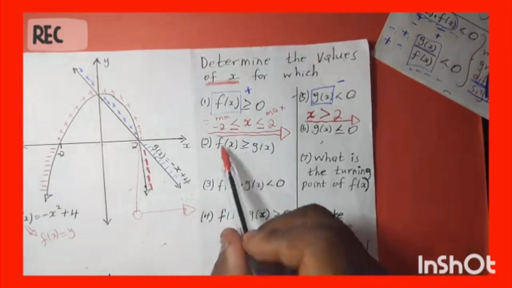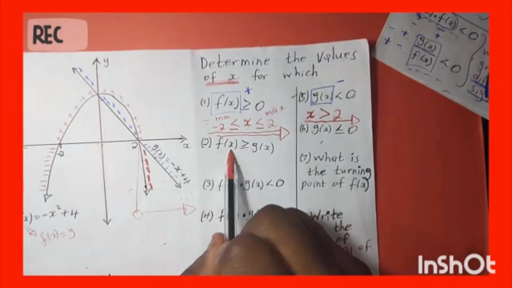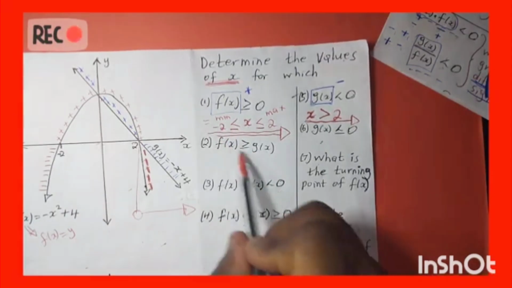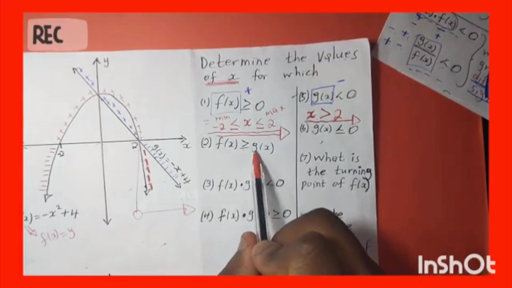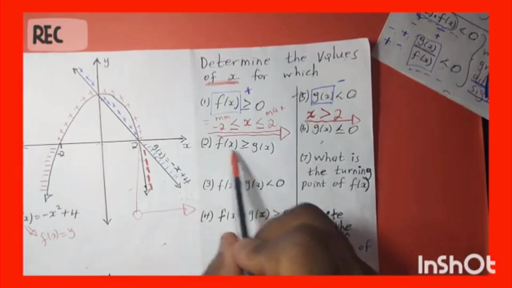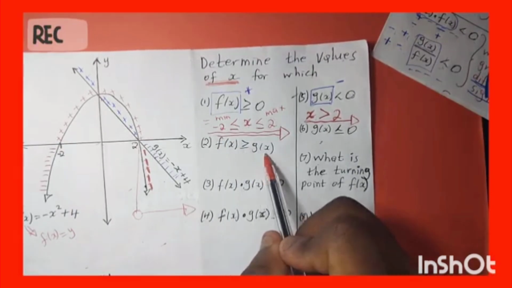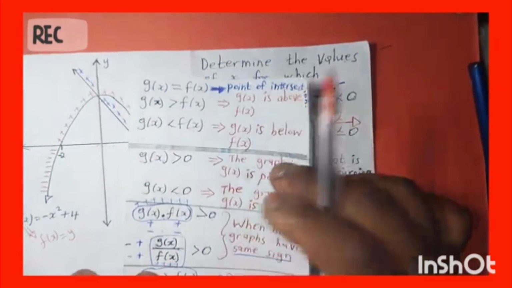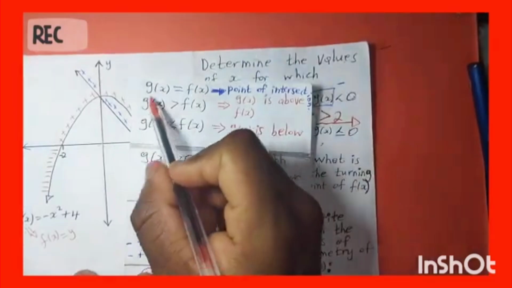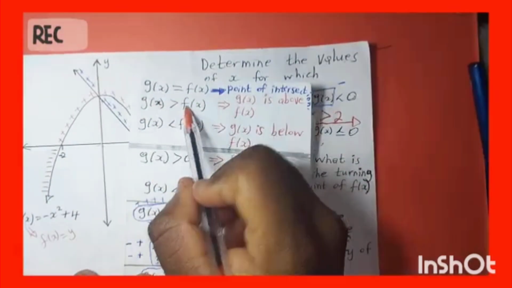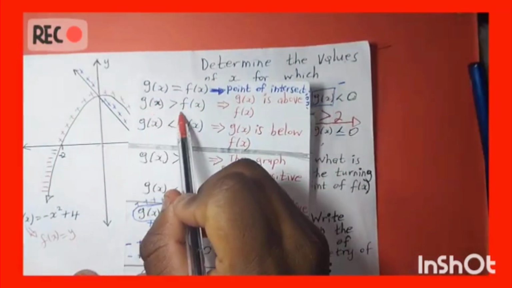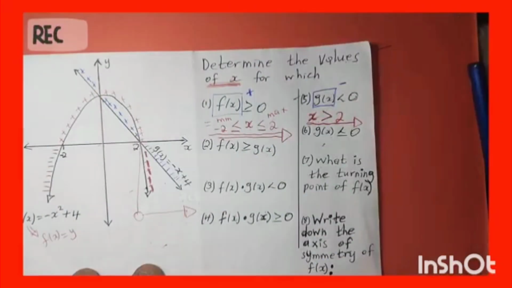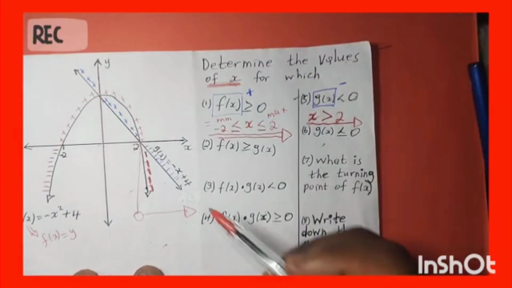Remember, I told you that if you see g of x is greater than f of x, it means that g of x is above f. And if f of x is greater than g of x, it means that f of x is above g of x. Remember when I told you, if you see this graph is greater than that graph, it means that graph is above this one. So let's go and try to check it on our diagram there.